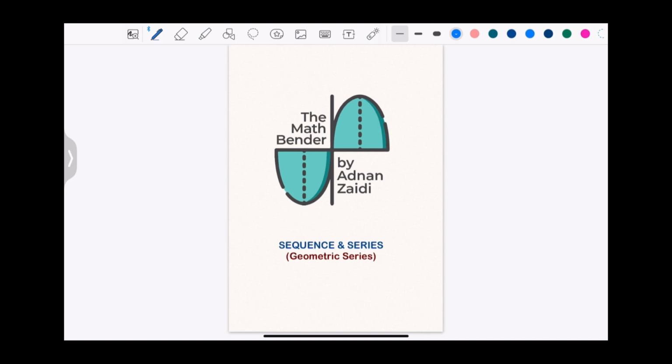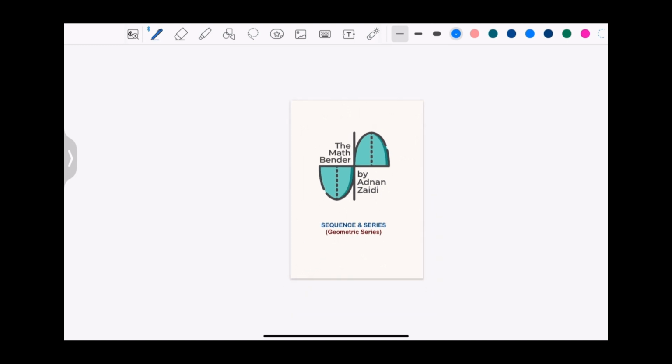We already have established up till now that sequences are pattern progressions, but series are the sum of those progressions. Whether it be arithmetic or geometric, in this section precisely, we'll talk about geometric series. Let's start.